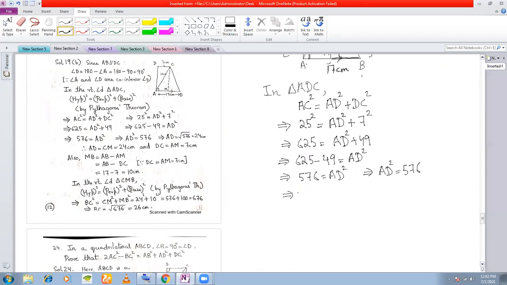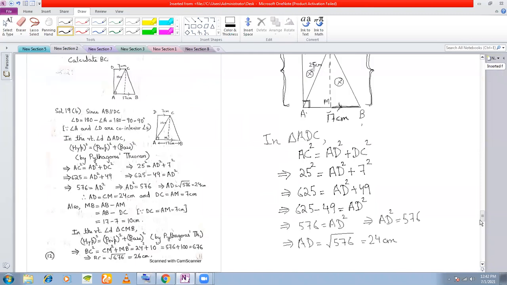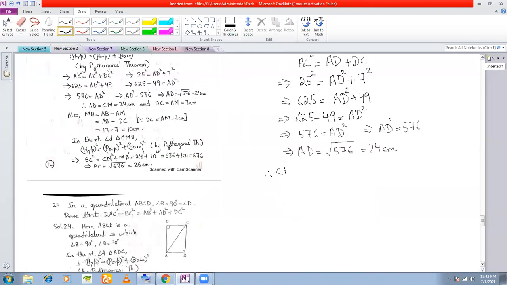That means AD is square root of 576. Square root of 576, if you don't remember, you can find it by the division method as 24 centimeter. Okay. So you have got the length of AD. That means the dotted line CM must be equal to AD. Therefore, CM is equal to AD is equal to 24 centimeter.